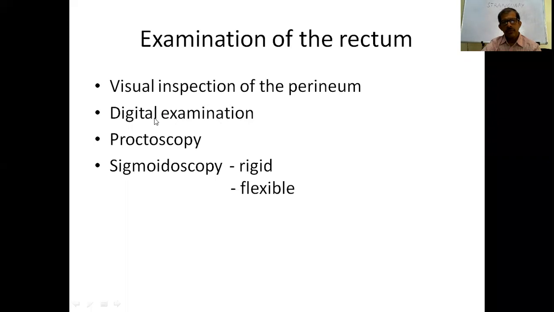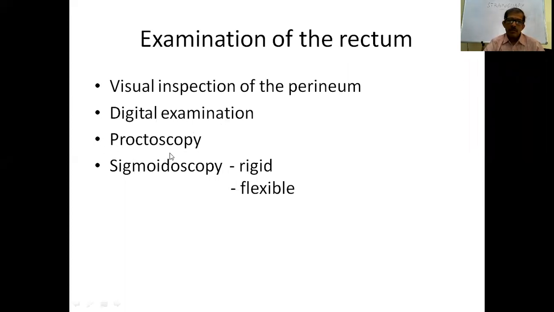Then digital examination is the most important aspect, very, very important mainly for carcinoma of the rectum. There is an old saying in medicine that if you don't put your finger in the rectum, you will put your foot in it. So you have to examine digitally, because that's how you can diagnose carcinoma of the rectum, because it is accessible per rectum, through the anal canal.